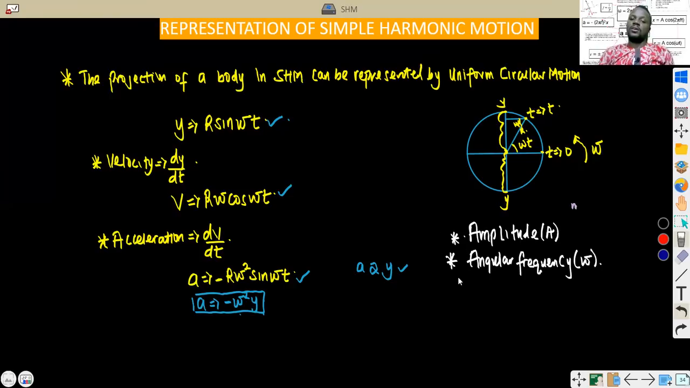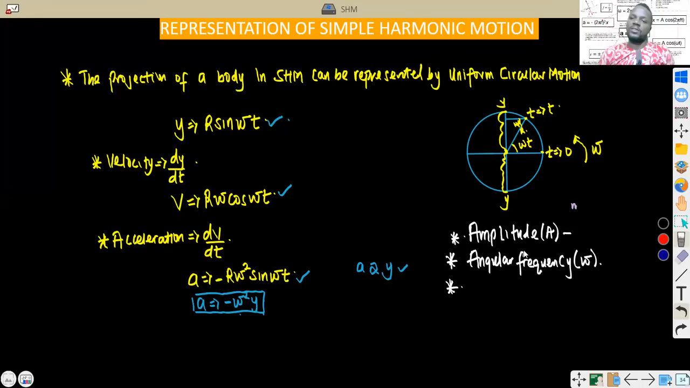Then the last thing you can always keep in mind is what we call angular displacement in circular motion. Angular displacement, which we call theta, which is omega t, we don't call it angular displacement here, we call it the phase of a simple harmonic motion. So be careful about this, because a direct question in objective can ask you which of these is the direct equivalence of circular motion to simple harmonic motion.